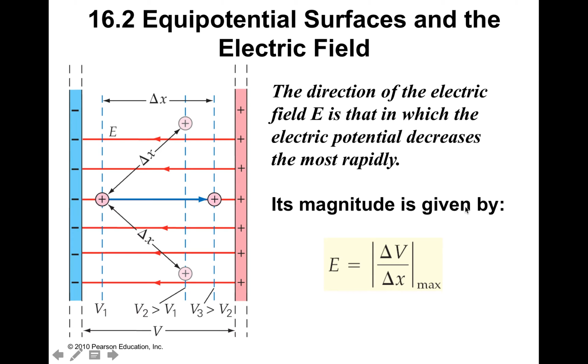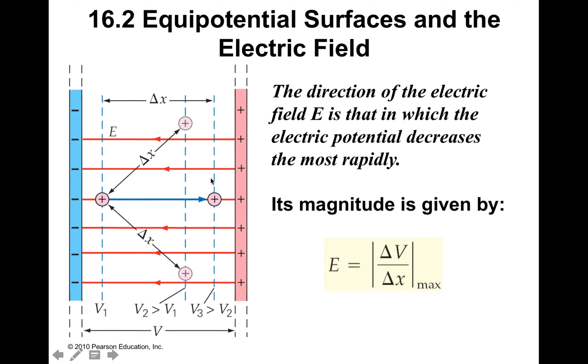All right, the direction of the electric field is that in which the electric potential decreases the most rapidly. Okay. So in other words, the electric field doesn't go like this because the potential doesn't decrease that rapidly. But if it goes from here to here, that's the direction. See, the direction of the electric field is straight.